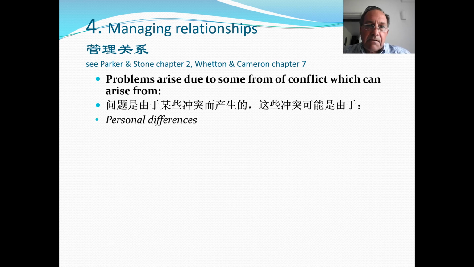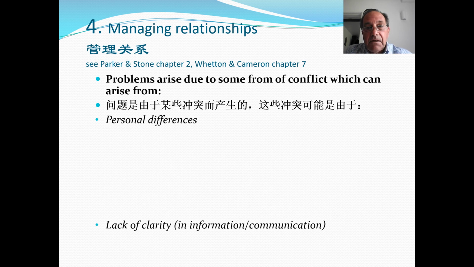Secondly, it may be that there's a lack of clarity in terms of information or communication within the team, so people misunderstand what someone's actually talking about, and this kind of lack of information or lack of clarity in terms of communication can cause conflict at times within teams.